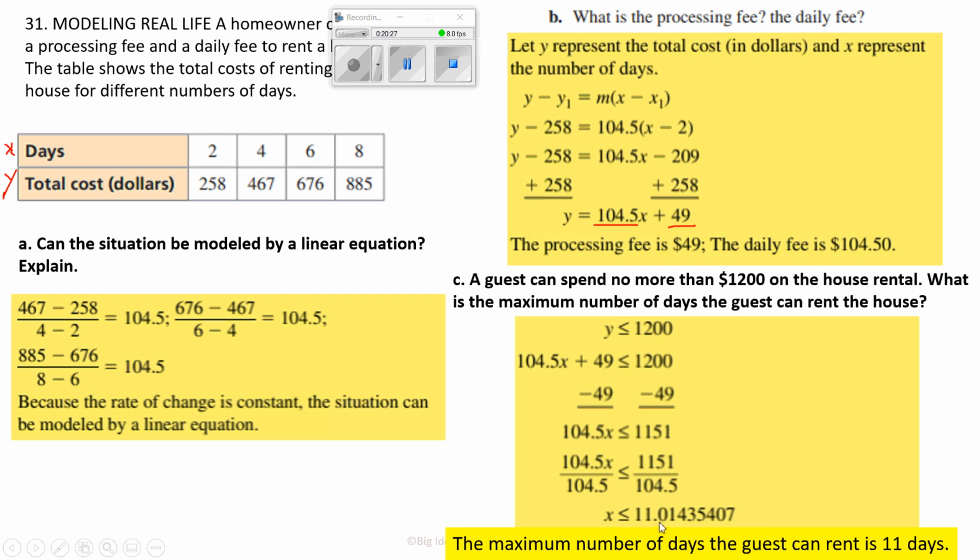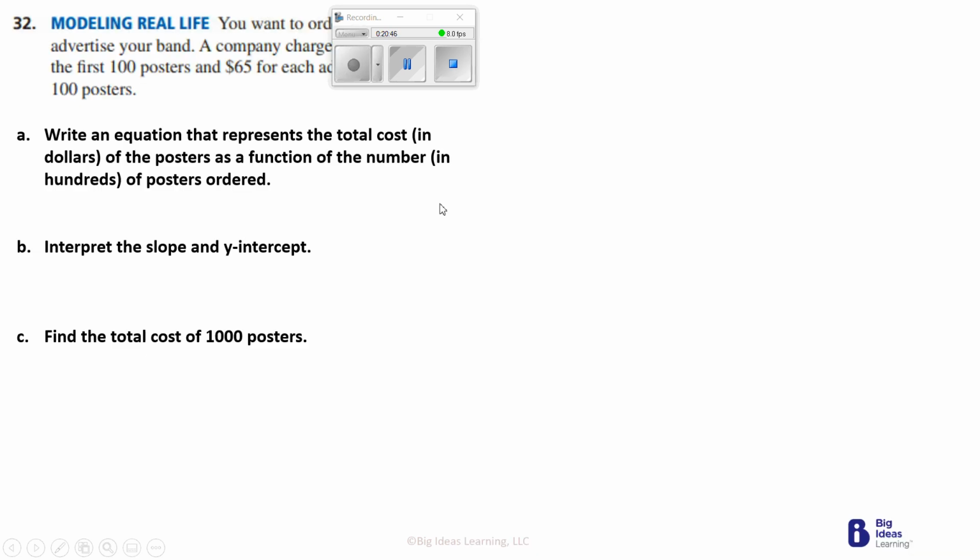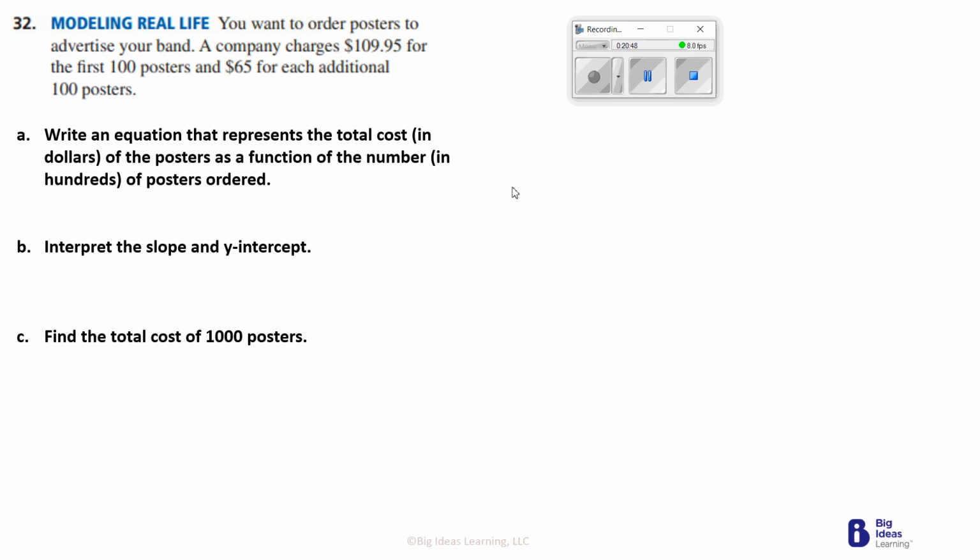And that leaves us with 11.01435409. That means the maximum number of days the guest can stay is 11. We're not going to let them stay 0.01435407 parts of the day, right? Let's go on to number 32. That one's yours to do, which means number 33 is mine.